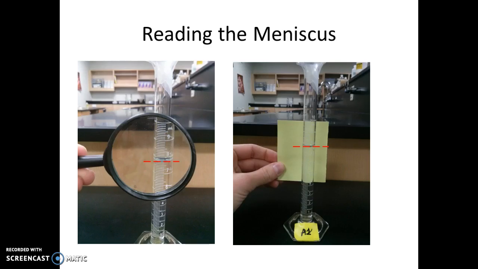Sometimes it can be hard to see the meniscus. We're going to have magnifying glasses in the lab, so you can use a magnifying glass to help you see the lines and the meniscus a little bit better. The other thing that really helps is putting a piece of paper behind the graduated cylinder, which can make it a lot easier to see the meniscus when you're not looking through the graduated cylinder.